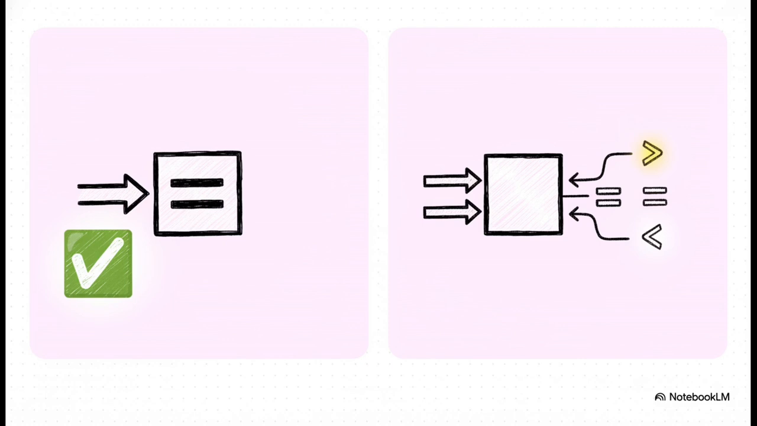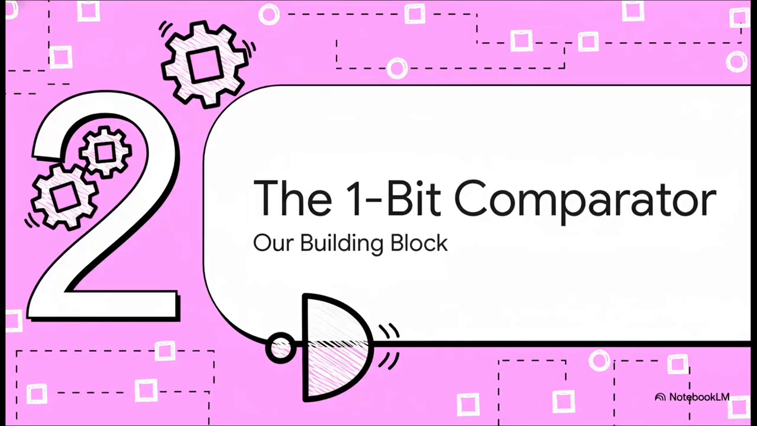But then you have the magnitude comparator. Now this one's the real powerhouse because it gives us so much more information. It doesn't just check for equality, it tells you the whole story: greater than, less than, and equal to. And because it's so much more versatile, we're going to be focusing on the magnitude comparator for the rest of this explainer.